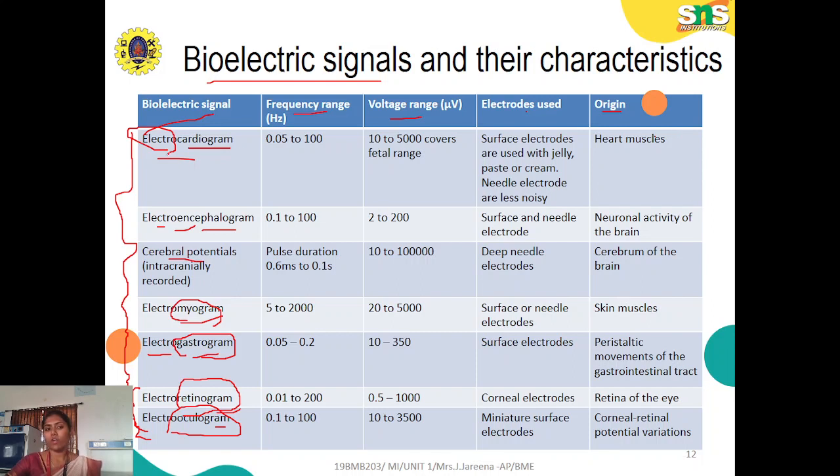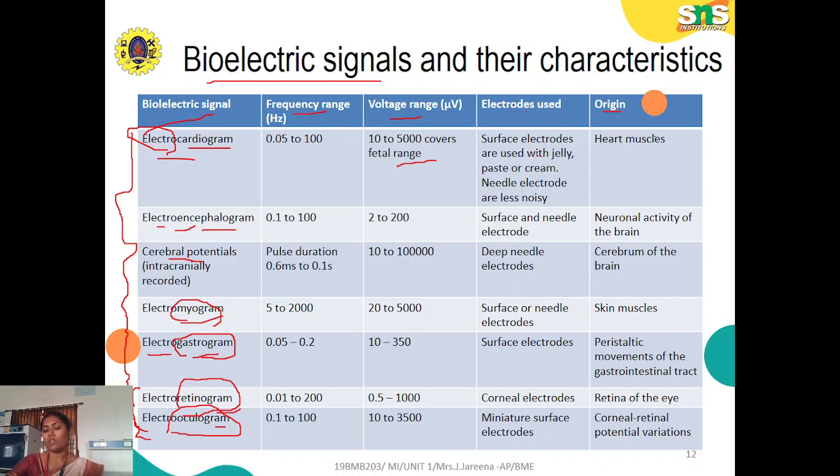For example, if you are taking electrocardiogram, the frequency range is 0.05 to 100 hertz and the voltage coverage is 10 to 500, especially for the fetal range. The electrodes widely used for measuring electrocardiogram are surface electrodes, predominantly used with some jelly, paste or cream. Or if you want detailed information, then we have to go for needle electrodes, because a needle electrode makes direct contact with the organ, so there is less tendency for noise to appear in the signal.